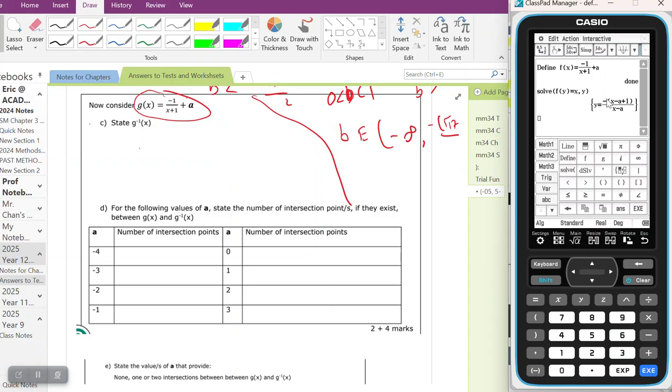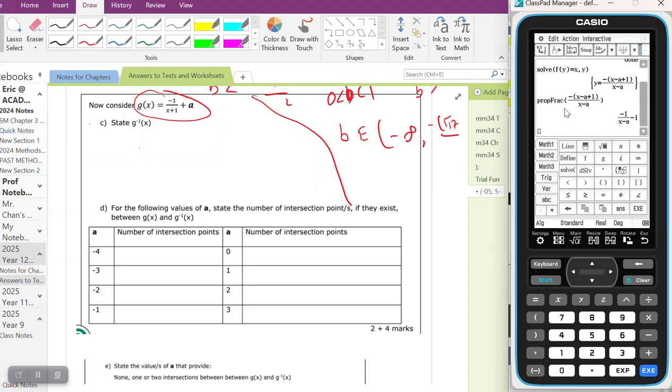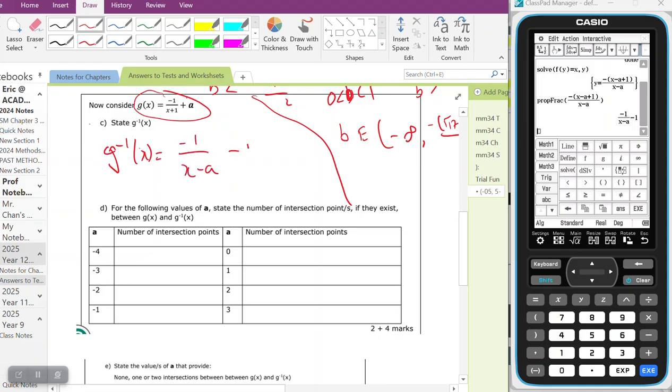You'll notice that this isn't in proper fraction notation, so I'll just drag and drop, then go Transformation, Fraction, propFrac. So g inverse of x equals minus 1 over x minus a minus 1. Okay, so I've got that.